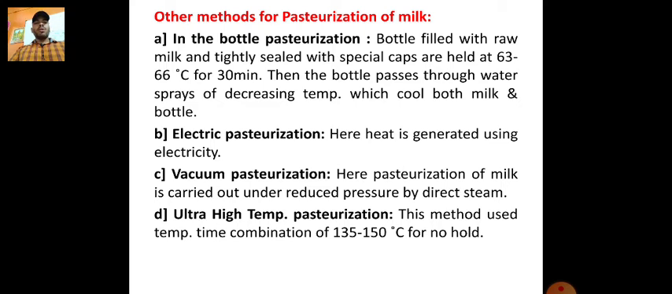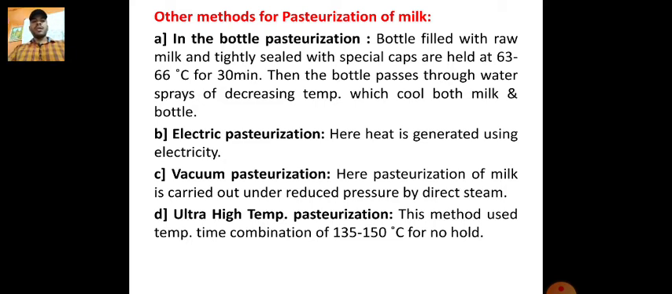In bottle pasteurization, the bottle is filled with raw milk, tightly sealed with special caps and held at 63 to 66 degrees Celsius for 30 minutes. Then the bottle passes through water spray of decreasing temperature, which cools both milk and bottle. Means first, the bottle is filled with raw milk, then that bottle is directly heated to 63 to 66 degrees Celsius for 30 minutes. At that time TB germs and other pathogens are also destroyed in that milk.